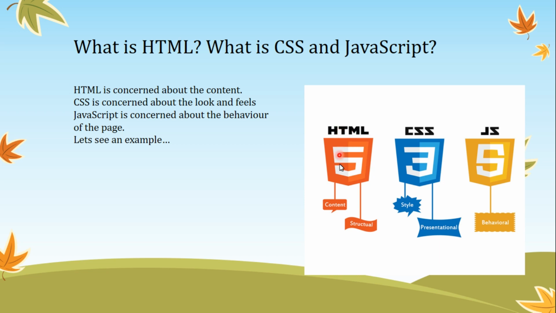HTML, as you can see, is mainly concerned about the content. I mean, the text, how it will be placed, and what comes before and what comes after. So it is the structural part. CSS is the style. How you will present, what the background color will be, what the color of the text will be, how big, what the font style will be. So this is concerned about the presentational part. And finally we have JavaScript, which is mainly concerned about the behavioral factors, of how the page will respond to different things.